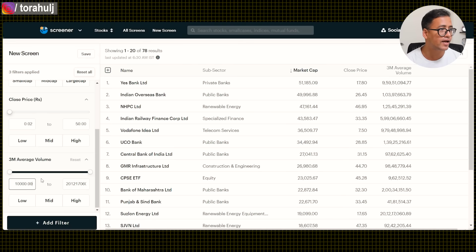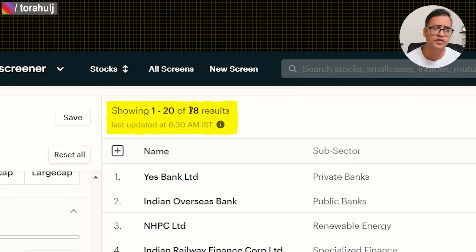So let us go ahead and add that, and that gives us almost the same stock, 78 stocks here that have shown me at least some level of liquidity in the market.